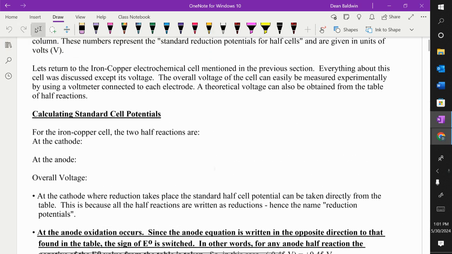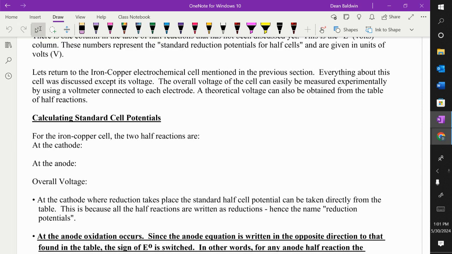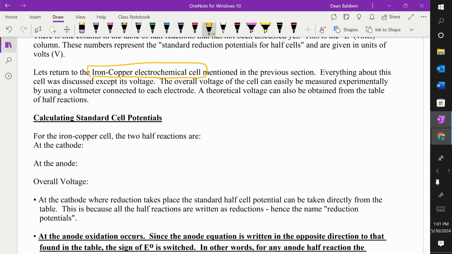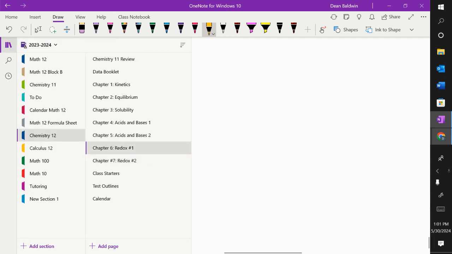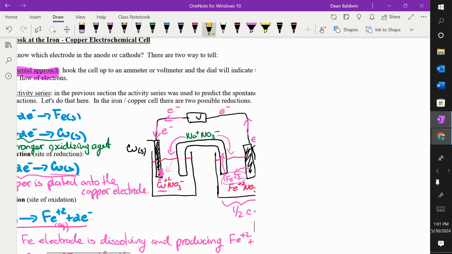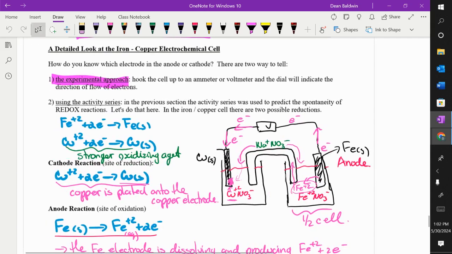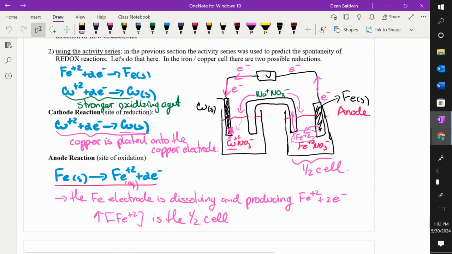All right, so let's go back to the iron copper electrochemical cell, which we did the other day. This is what we originally did. The anode is iron. It's producing the electrons. The iron electrode is dissolving, producing 2 electrons. Copper is picking up the electrons and it's increasing its mass.